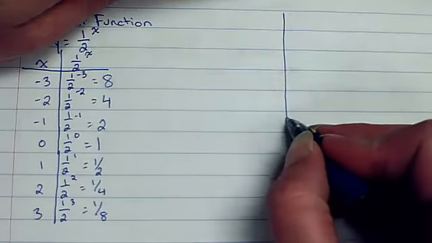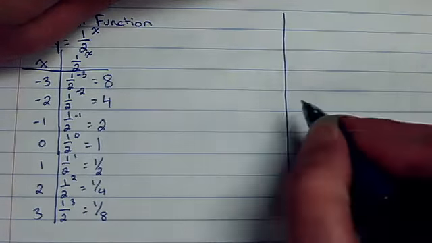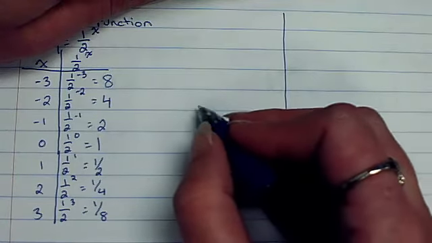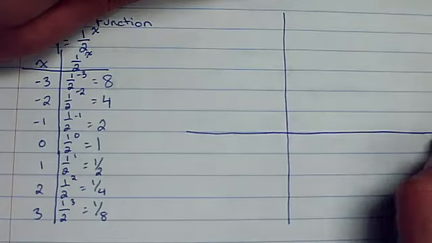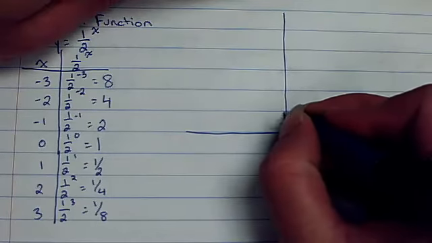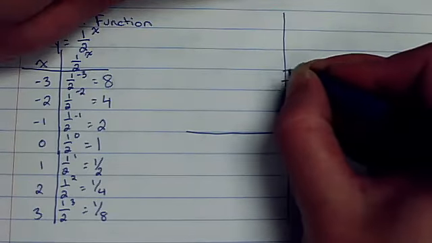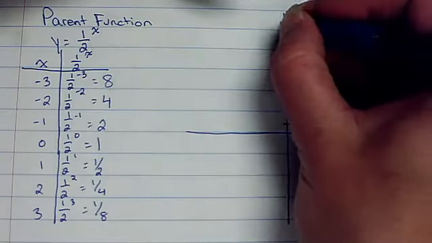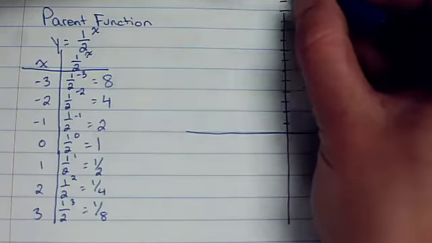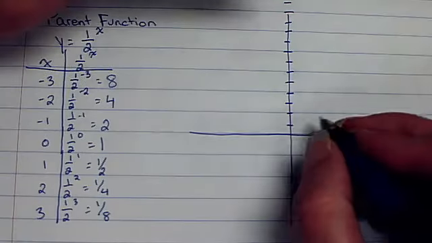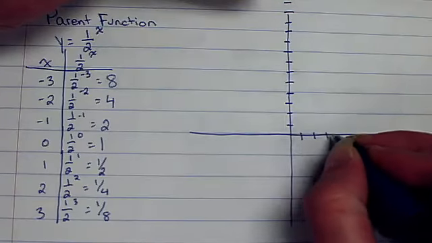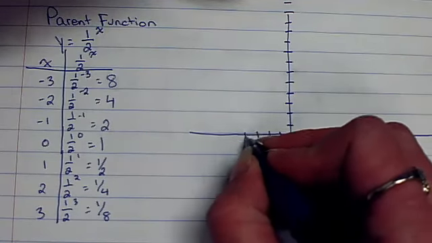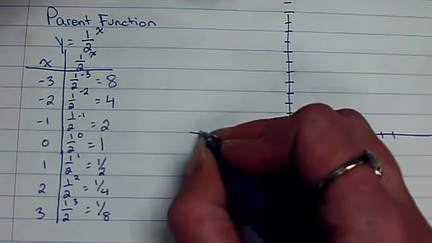I want a nice, pretty grid here. Now I'm having to make it myself. If you're lucky, maybe you have graph paper at your house. I don't. 4, 5, 6, 7, 8. I might want to go a little bit further. 9, 10, 11, 12, 13, 14, I don't know, 15, 16. I'm just going way up there. 1, 2, 3, 4, 5, 6, 7, 8, 9.